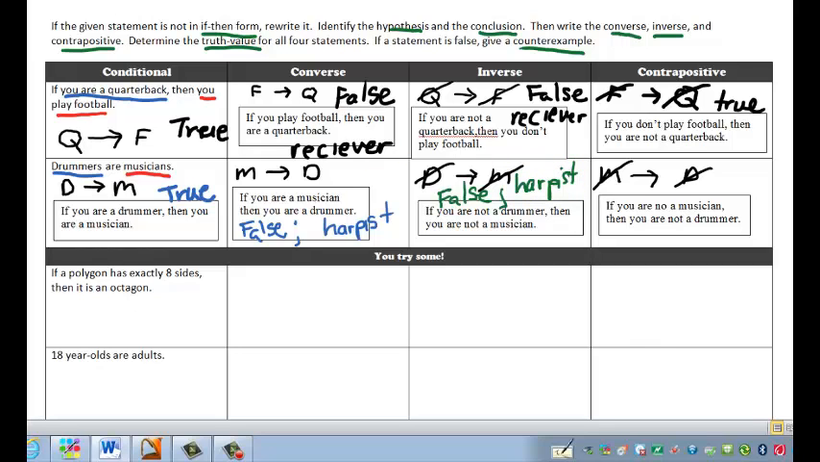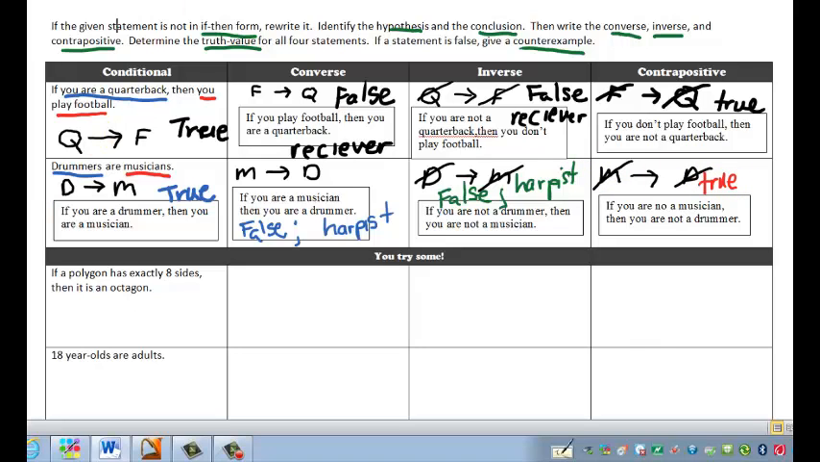And our final one. If you're not a musician, then you are not a drummer. So I'm not a musician. I can sing a little bit, but let's say play an instrument. I'm not a musician, so I'm not a drummer. That's pretty much automatic. So this is true. Not a musician means I'm not going to be a drummer for sure.